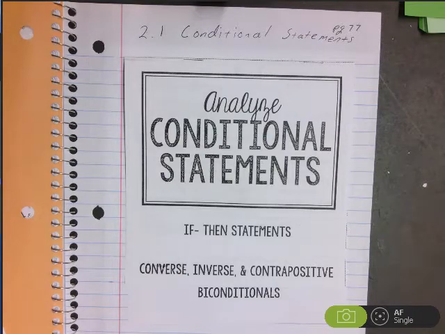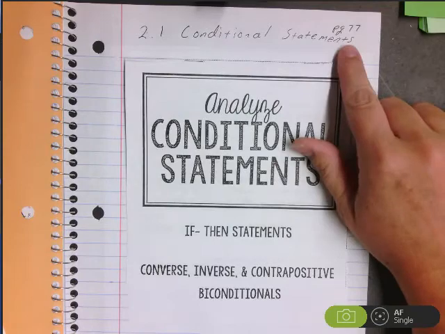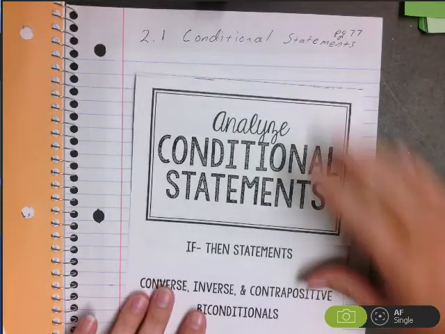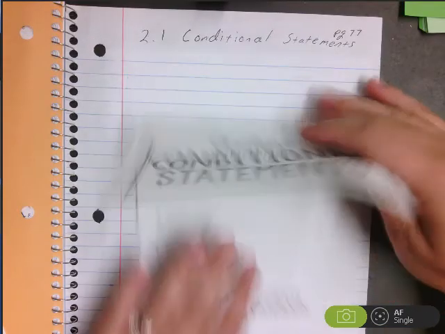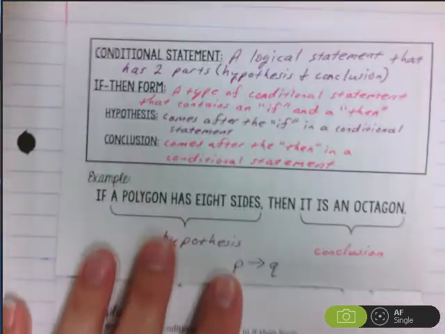Welcome back. So today we're starting Unit 2. Our first section is 2.1, conditional statements. You should have a foldable that looks like this, and it's going to go on page 77 in your notebook. Okay, so we're going to start out with our if-then statements. I'll go ahead and zoom in here so it's a little easier for you to read.